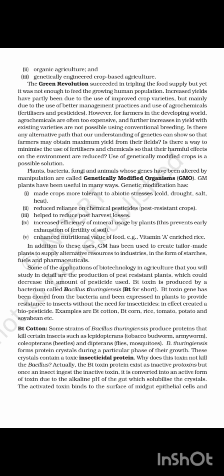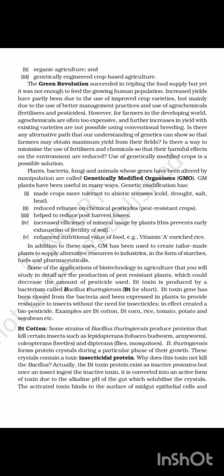Is there any alternative path that our understanding of genetics can show, so that farmers may obtain maximum yield from their field? Is there a way to minimize the use of fertilizers and chemicals so that their harmful effects on the environment are reduced? Use of genetically modified crops is a possible solution. Plants, bacteria, fungi, and animals whose genes have been altered by manipulation are called genetically modified organisms.